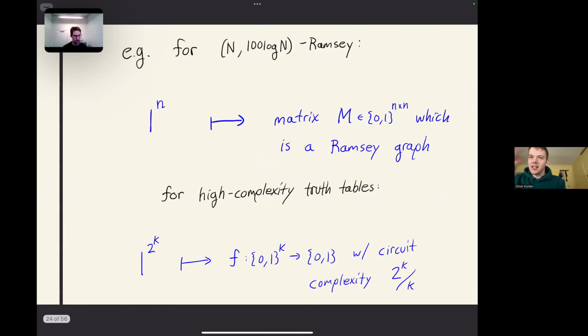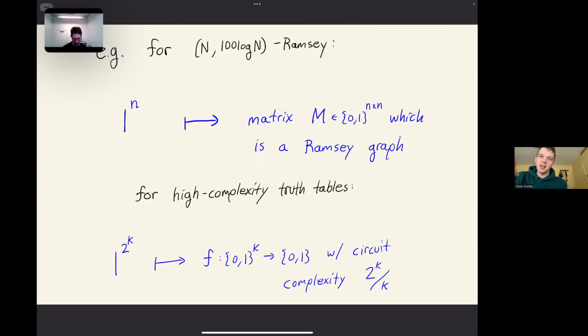For the example, just to be concrete, for Ramsey graphs, the input might be 1 to the n. We're supposed to print out an n by n matrix which is Ramsey. In the case of hard truth tables, we're given as input a length which happens to be a power of 2, which is 2 to the k, and the goal is to print out a length 2 to the k truth table of exponential-in-k circuit complexity. So in this case, I would be measuring the complexity with respect to 2 to the k, the length of the whole truth table. An efficient algorithm for this would run in time polynomial in 2 to the k.